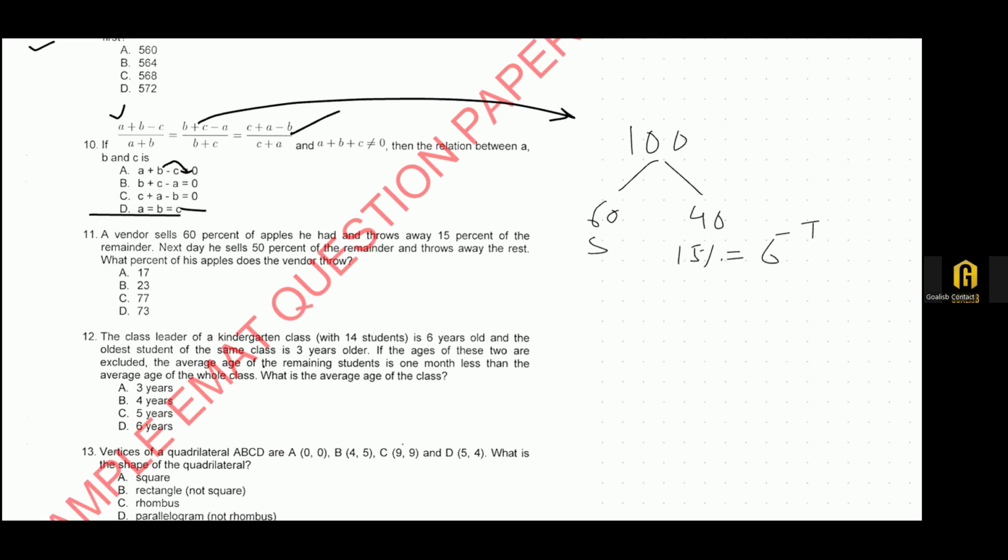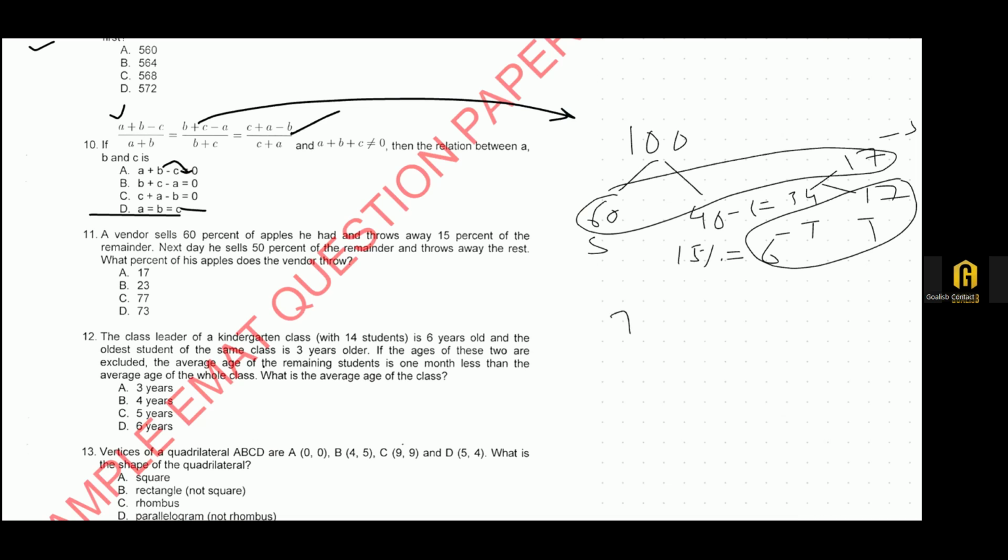Next day, 50% of the remainder, 50% of 34 means 17, half of it, he sells 50% and throws 50%. So this is sold, this is thrown. So thrown is 6 plus 17. Sold is 60 plus 17. So 60 plus 17 makes it 77, and 17 plus 6 makes it 23. So this is sold, this is thrown.